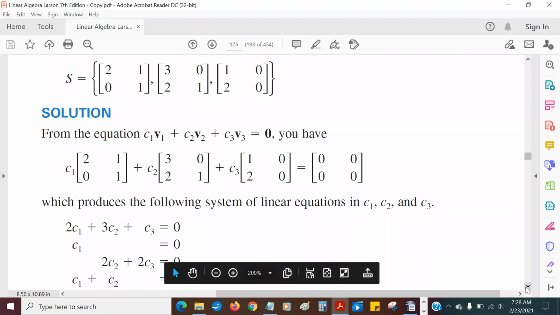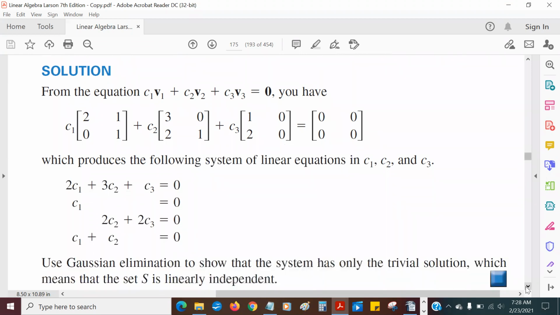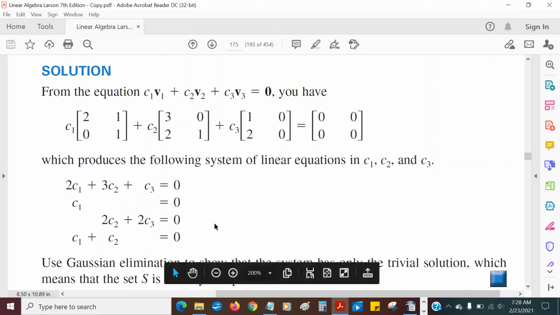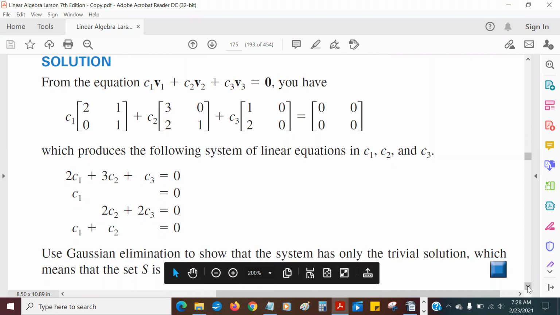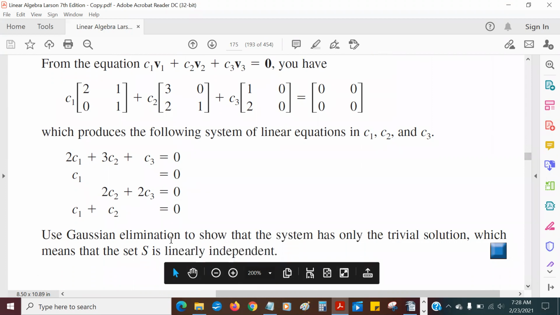So anyways, when you multiply this all out, you wind up getting a system of 4 equations. And I love the way they say this: use Gaussian elimination to show the system has only the trivial solution, which means S is linearly independent. So let's just do that. Let's do it right now. Let's see how the Gaussian elimination is going to look.